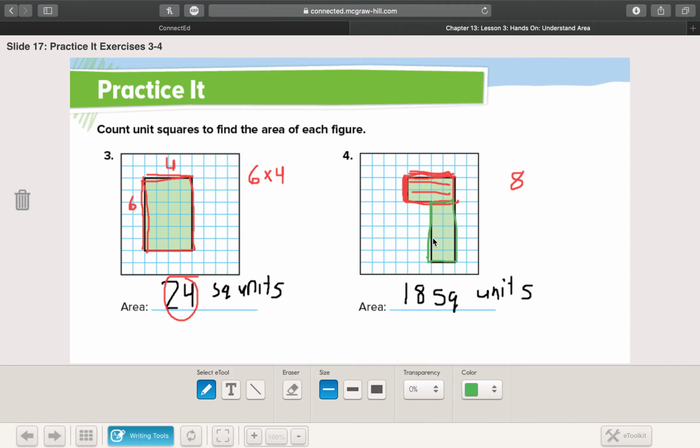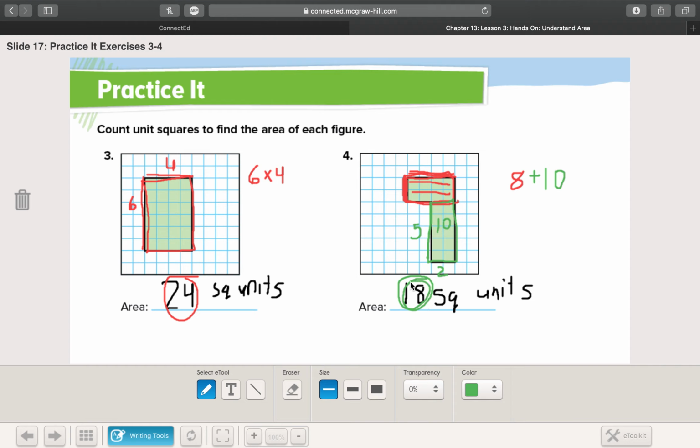1, 2, 3, 4, 5 on this side, 2 down here. So the area of this part is 5 times 2, which is 10. That means I have 8 squares up here and I have 10 squares down here. If I add together 8 plus 10, I will get 18. And I know 18 is my answer because I counted.